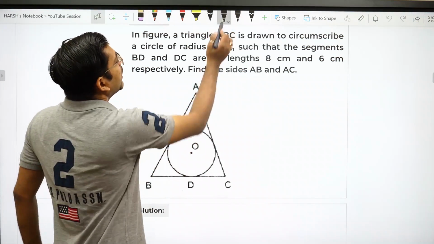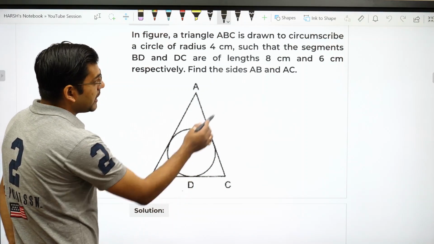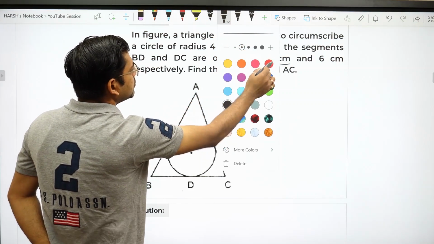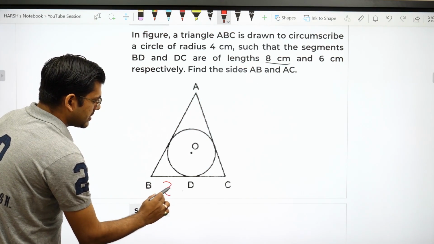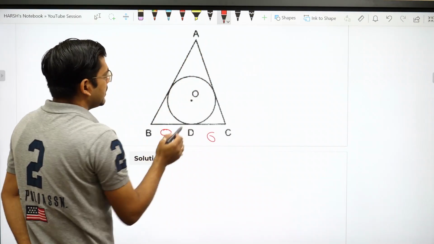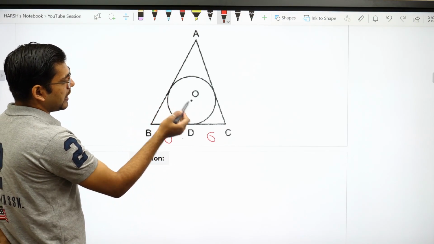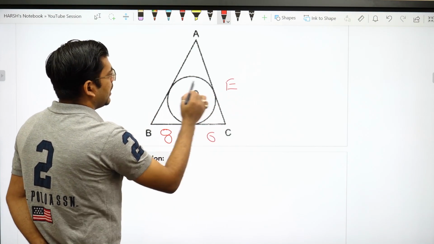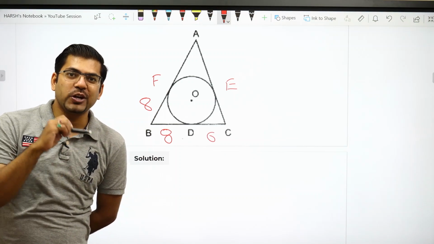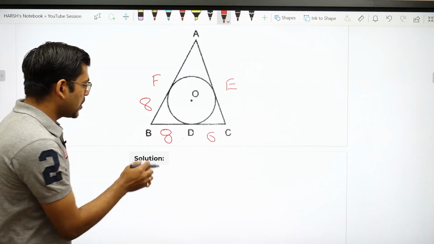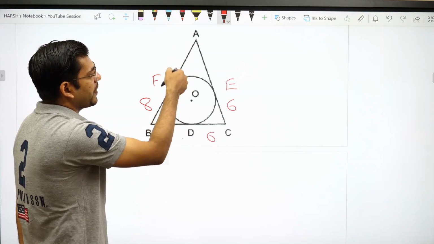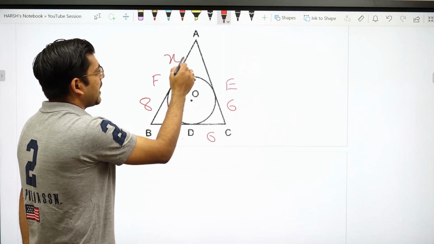How to solve this? Although it's an easy one, not a tough one. BD is 8 and DC is 6. Let us name the other tangent points E and F. If BD is 8, then BF will also be 8, because tangents from an external point to a circle are always of equal length. Similarly, this is 6, then this is also 6. We do not know the lengths of AF and AE, so I'll assume them as x and x.